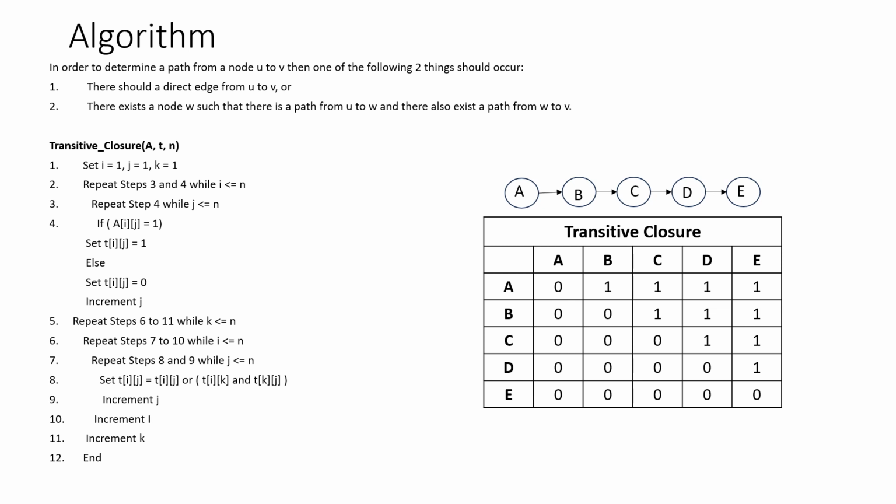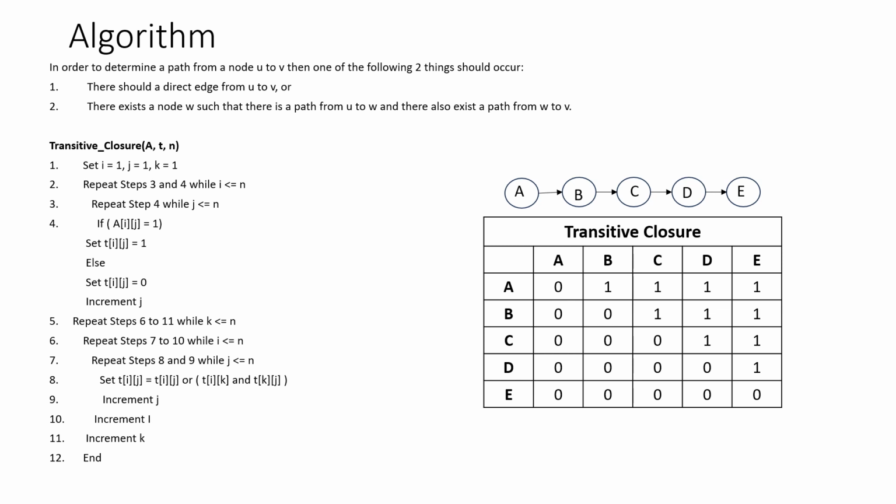Now we have found the path from A to C and C to E also. So we can say that there also exists a path from A to E. Finally, we can say that there exists a path from A to E because there exists a path from A to C and there also exists a path from C to E.